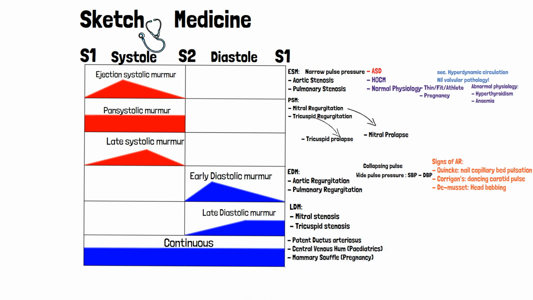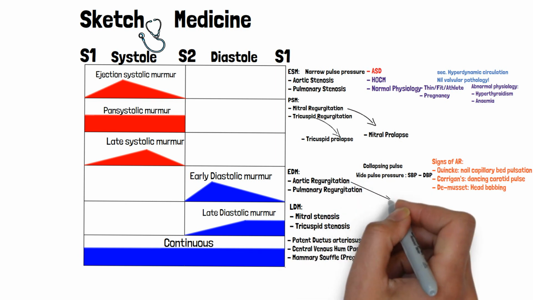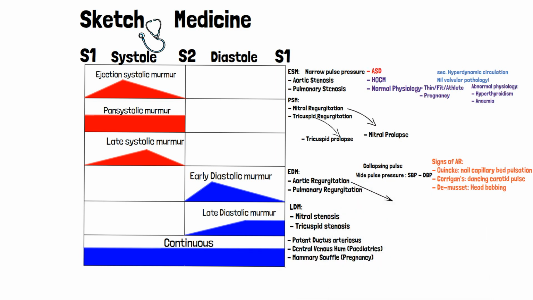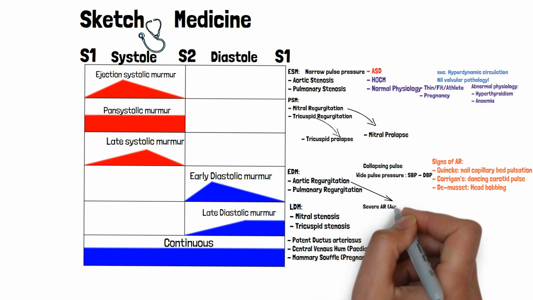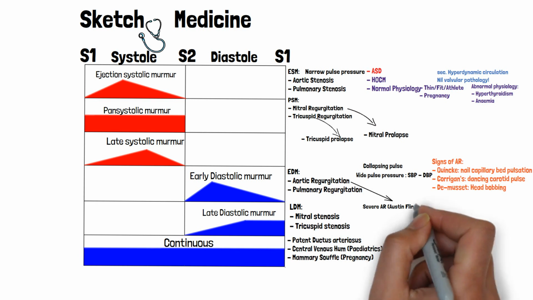A central venous hum is another pediatric murmur, a flow type of murmur. And then you also have a mammary souffle, which is present in pregnant patients and is secondary to engorged vessels and not necessarily a result of valvular pathology.